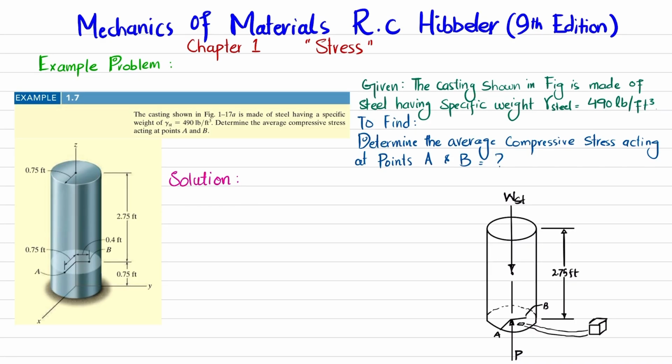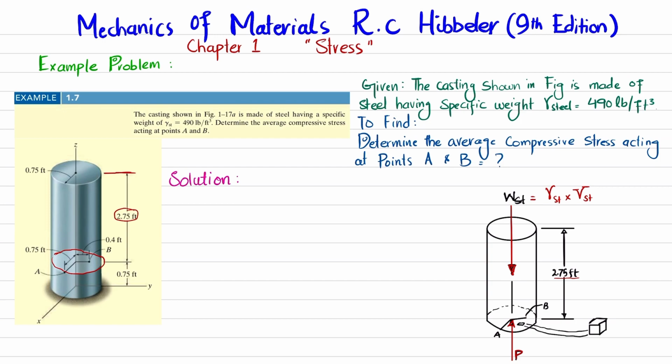The first step is that when you cut this cylindrical rod at a length of 2.75 feet from the top and draw the free body diagram, it will be like this. This 2.75 feet steel rod has a weight which acts downward. This W of steel will be equal to the specific weight of steel multiplied by the volume of steel. When you cut it you will have a reaction force downward which causes compression, and this load will be equal to P.